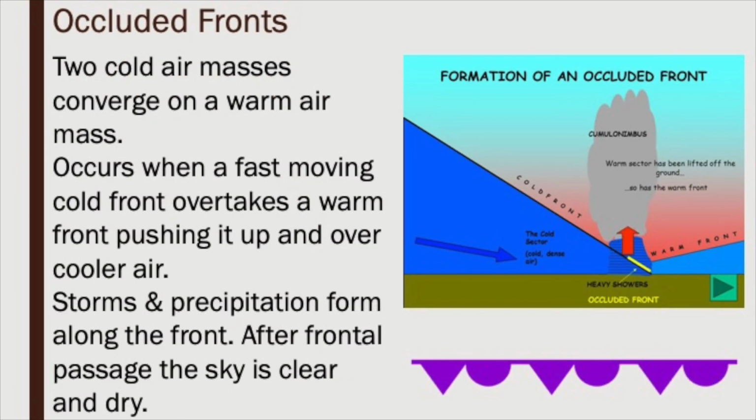And then we have the occluded front, where 2 cold air masses converge on a warm air mass. It occurs when a fast-moving cold front overtakes a warm front, pushing it up and over the cooler air. Again, we're going to get storms and precipitation along the front. And after the front passes, usually the sky is clear and dry.